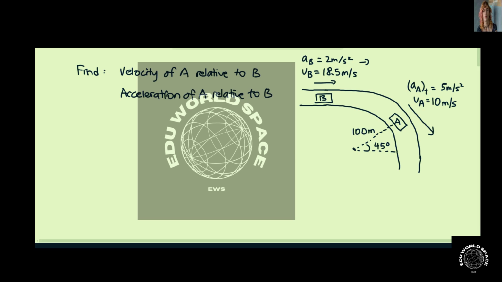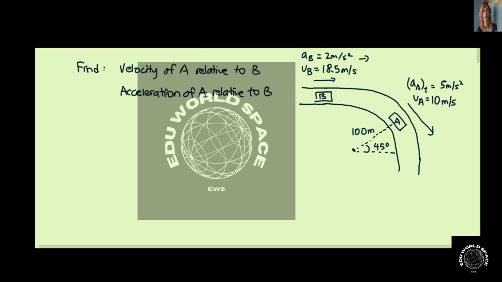In this question, we are given this setup. Car A is traveling around a curve at 10 meters per second, increasing its speed at 5 meters per second square. And then car B is moving to the right with a speed of 18.5 meters per second, and the speed is increasing at 2 meters per second square to the right.